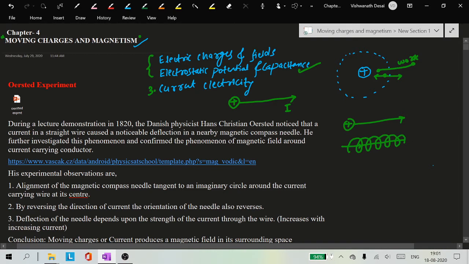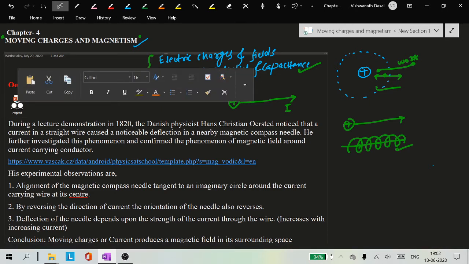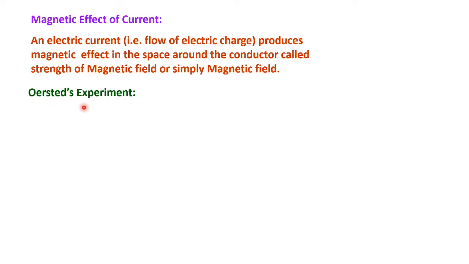A stationary charge only produces an electric field. But if the charge is in motion, that produces a magnetic field as well. Now, to introduce this magnetic field, there was an experiment, the Oersted experiment. Let us start studying this particular experiment, the Oersted experiment.